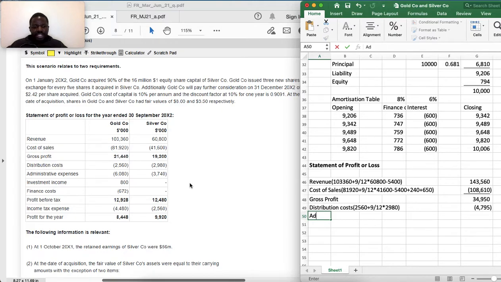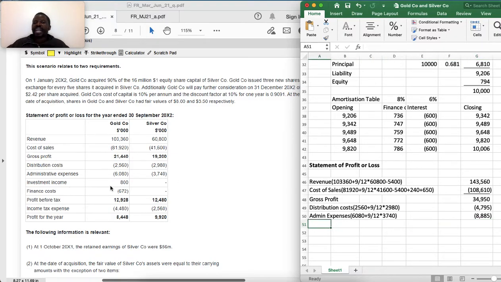Then administration, admin expenses. We've got for the parent 6,080. We add 9 over 12 of the subsidiary, 3,740, like that. Then we will simply say 6,060, we add 9/12 of 3,740, like that.